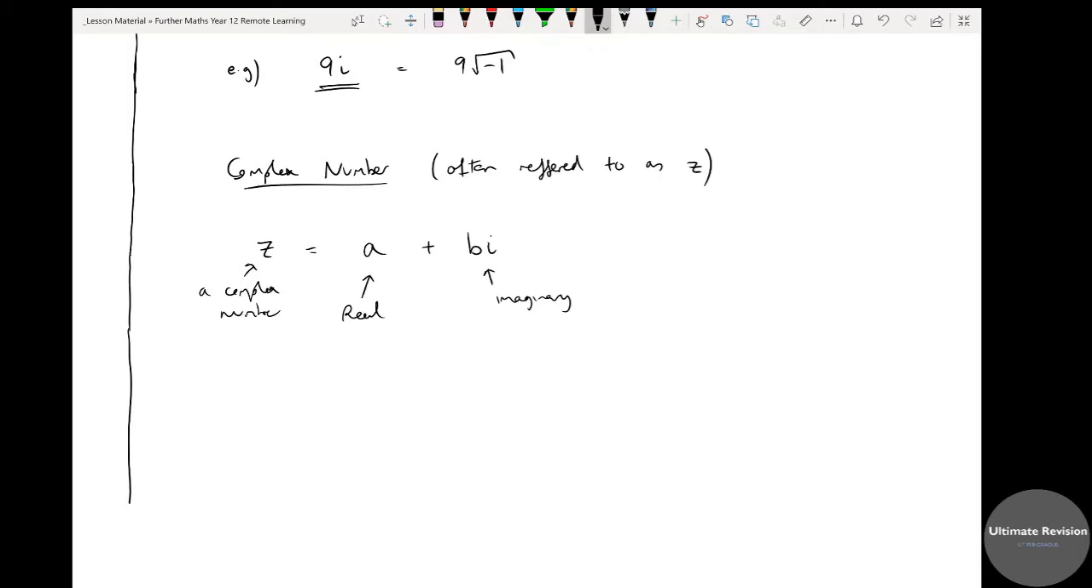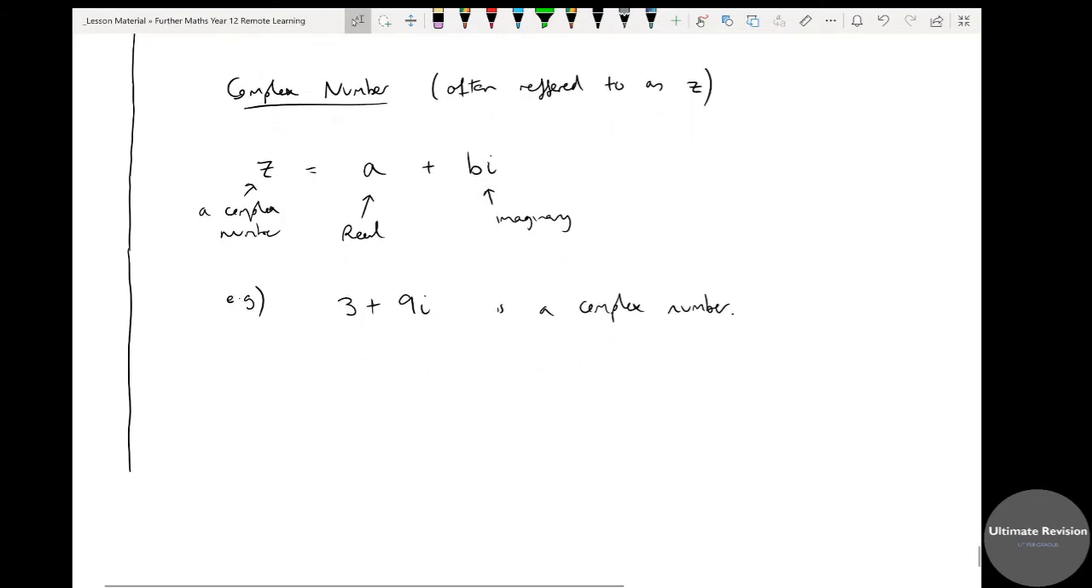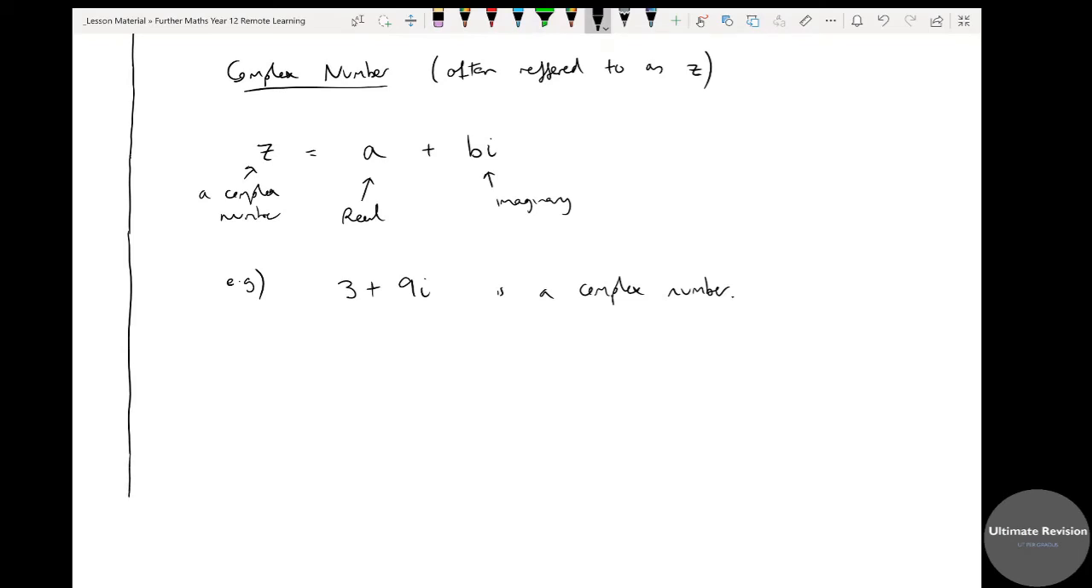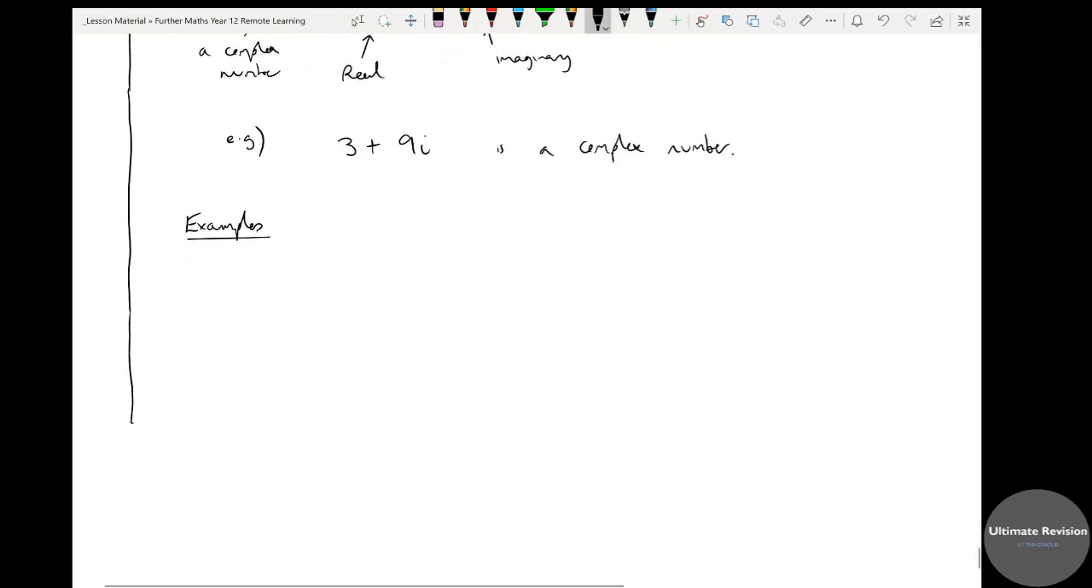Now in reality, that's probably made it sound a bit more complicated. So something like 3 plus 9i is a complex number. Okay, so that's all it is. It's just a real part plus an imaginary part. Now these come up much more in real life, which is hence why the chapter's called complex numbers. Imaginary numbers on their own are not particularly useful, but when you make them a complex number, you do then see them in practice. Okay. Right, we're going to look at a few examples on how to manipulate these complex numbers. So examples.